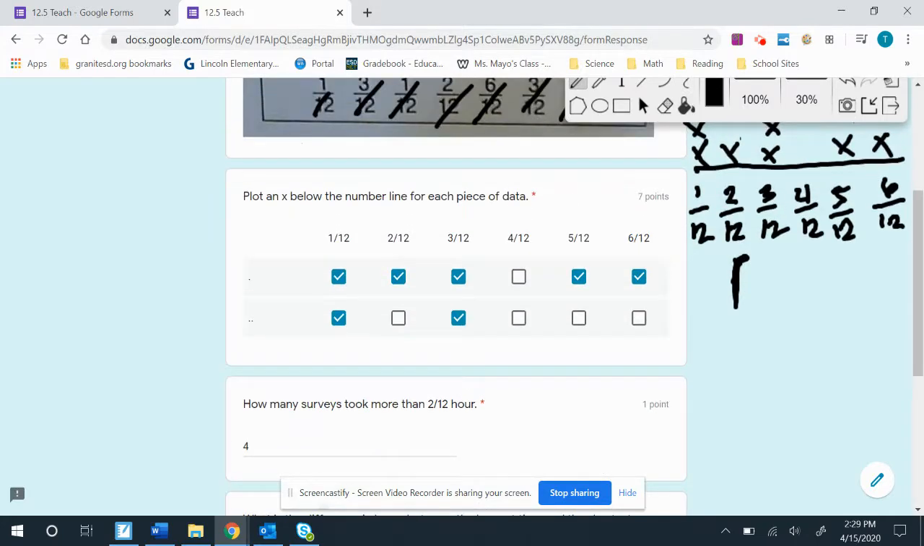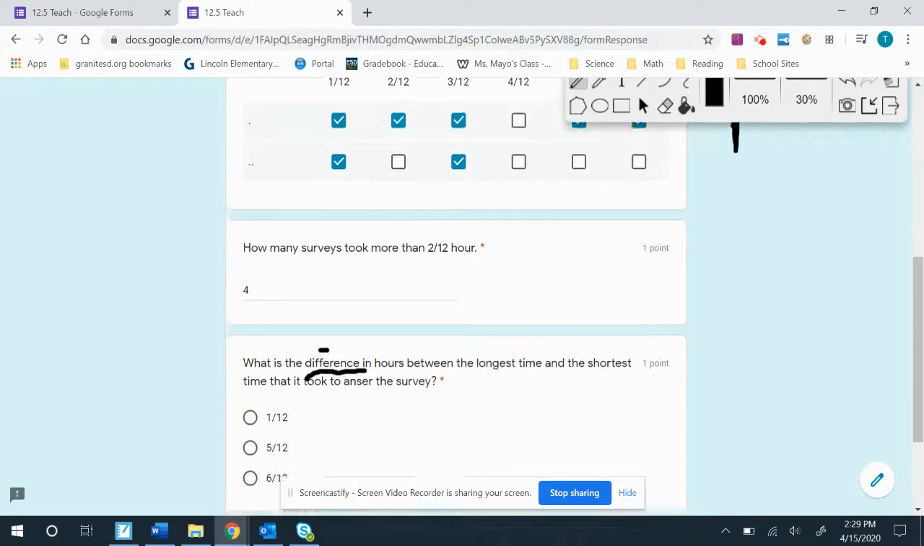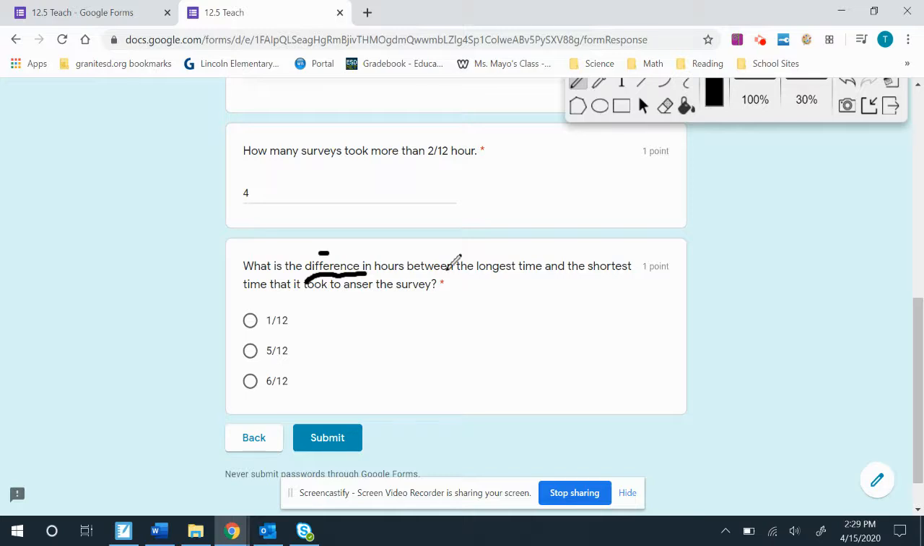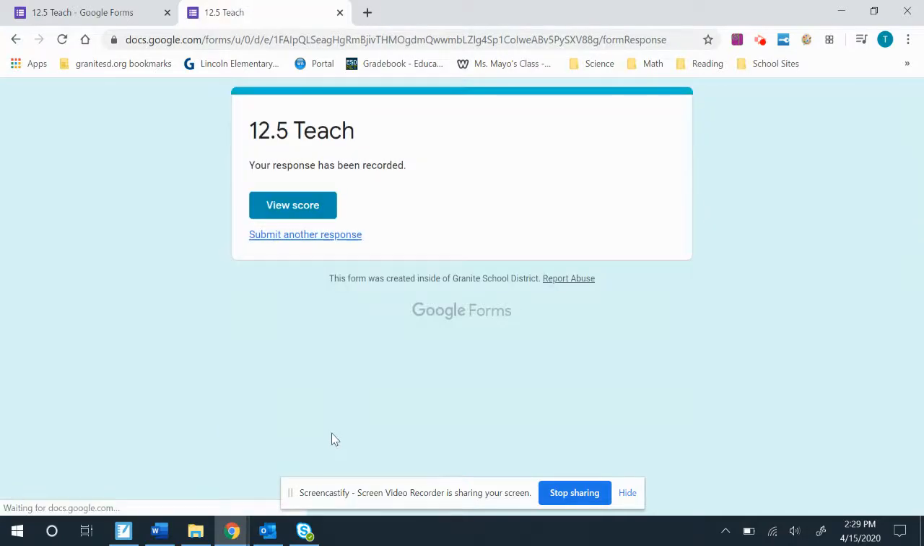I have the longest at 6/12 and the shortest at 1/12. So I am going to subtract the two. 6/12 minus 1/12 equals 5. My numerator is 5 and denominator stays the same. My answer is 5/12. Then you're going to submit your quiz, and you have now done ordering your fractions from least to greatest, creating a line plot, and interpreting the different questions. Thank you.